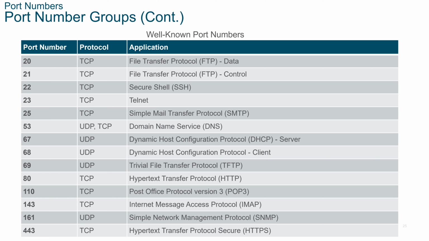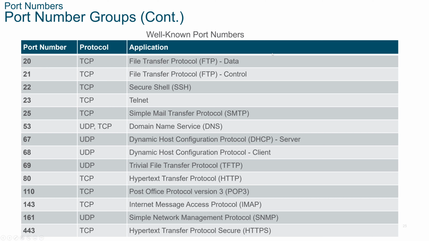Port 110 is used for email. 143 is also email, with IMAP, and then port 161 and port 443. Those are the port numbers that you should be familiar with.